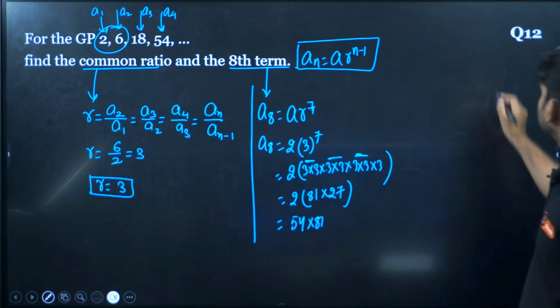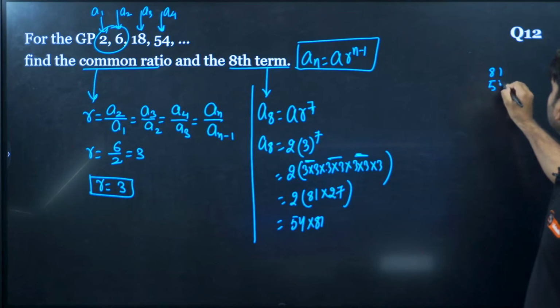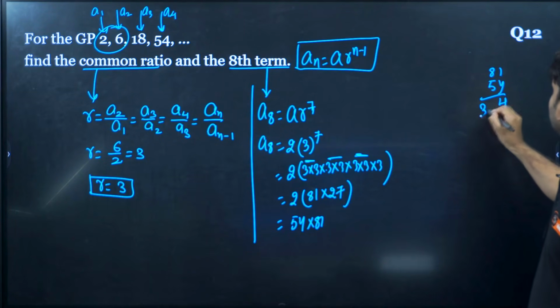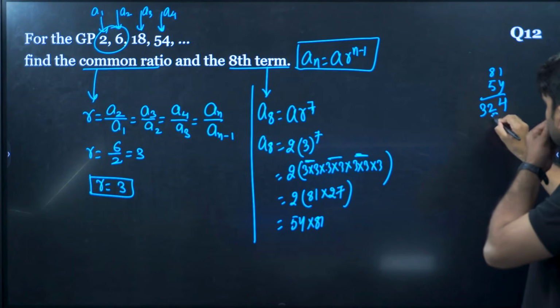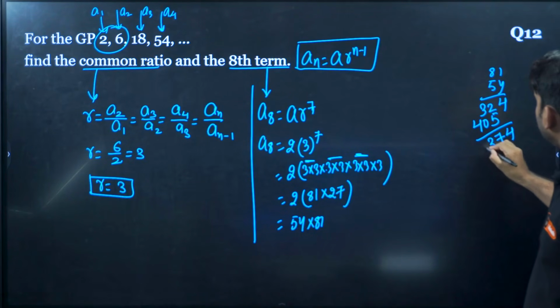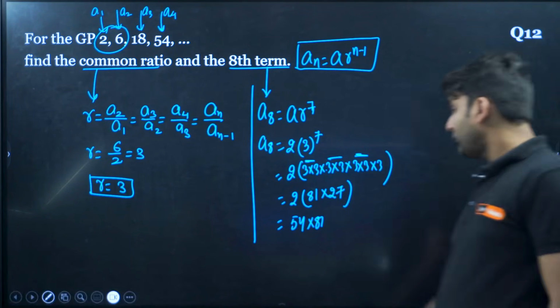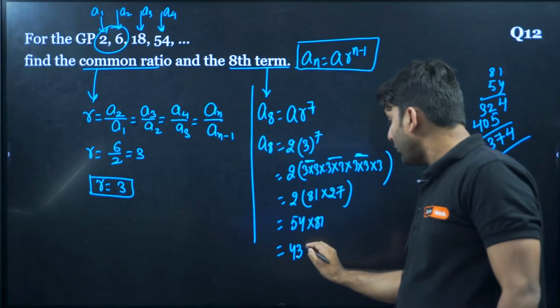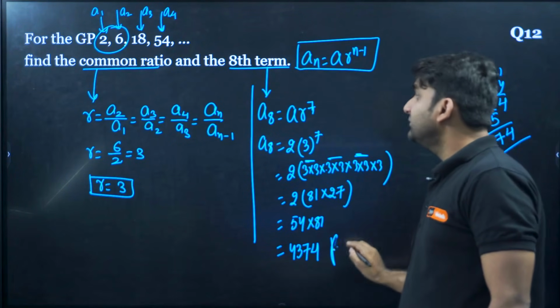Now solve this. So 4 8 4 is 32, 5 1 is 5, 8 5 is 40, 4 7 3 4. Answer is 4 3 7 4. This is the answer.